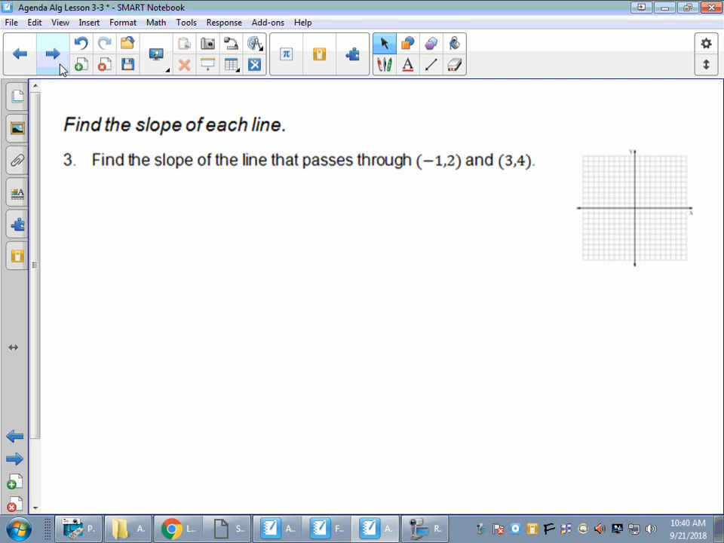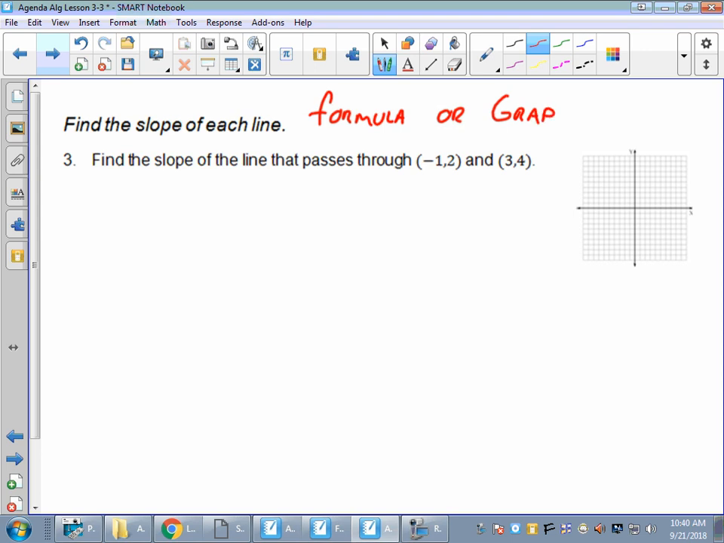And you can use, basically, I put a graph over here to the right, because you can use the slope formula, or you can graph it. It's up to you. Sometimes they're going to tell you what they want you to do. Other times they're going to leave it up to you. So let's do both of them here. Let's do the formula first.